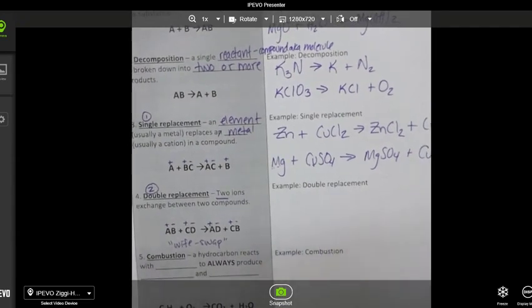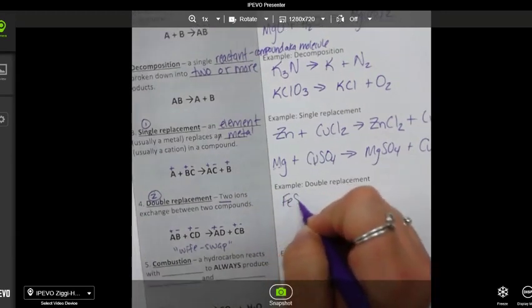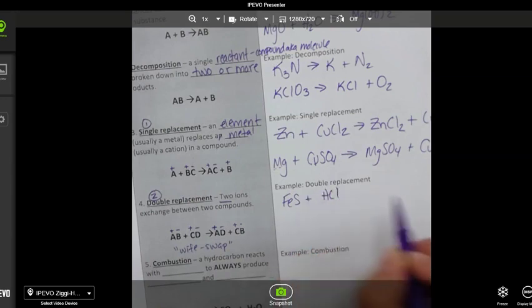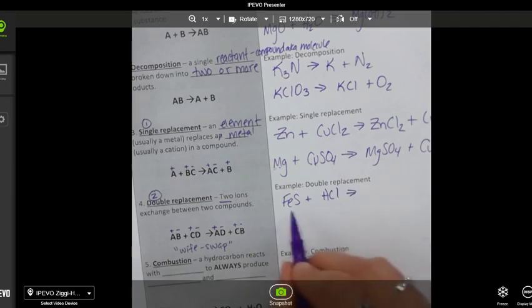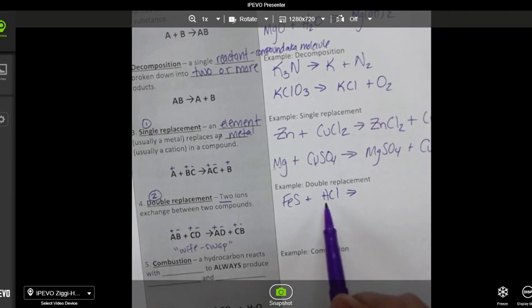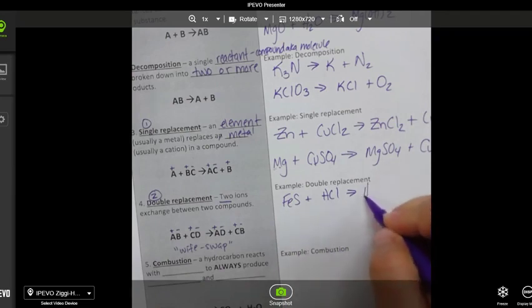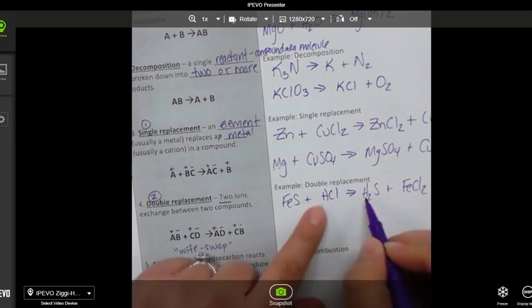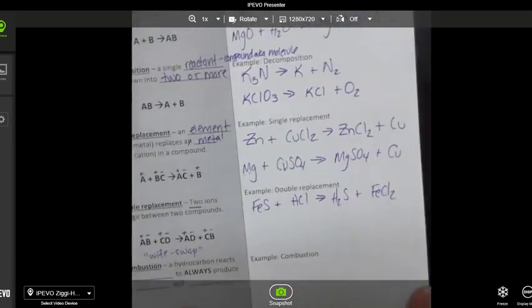So double replacement, a couple of examples for double replacement. You could have something as simple as FeS, iron sulfide, plus HCl, hydrogen chloride or hydrochloric acid. So we can, just by looking at this, predict who's going to be with who. H is going to end up with S, and Fe and Cl are going to end up together. Okay, so positive, negative, positive, negative, positive, negative, positive, negative.